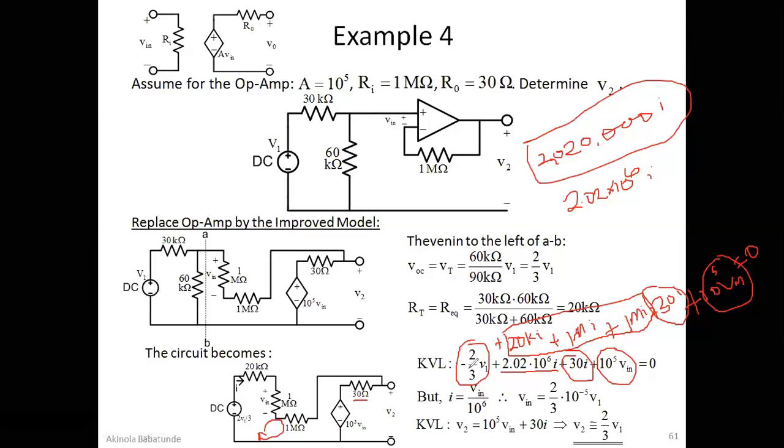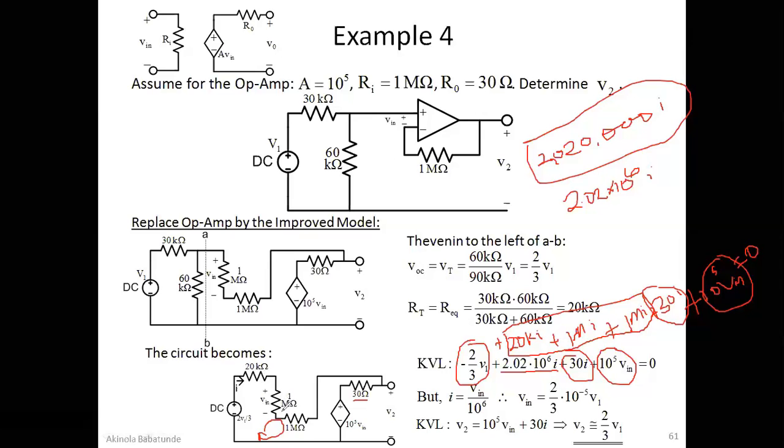So we got everything they got by just traveling from this particular point down to this place. What you do know is our I can be obtained by saying I will be equal to V in over 10 raised to power 6. How is that? This is V in, this is 10 raised to power 6 here.